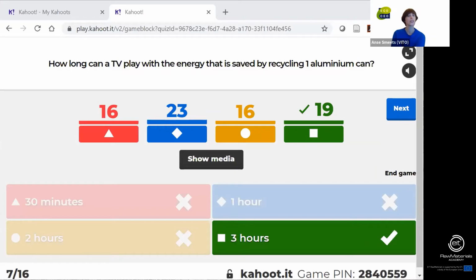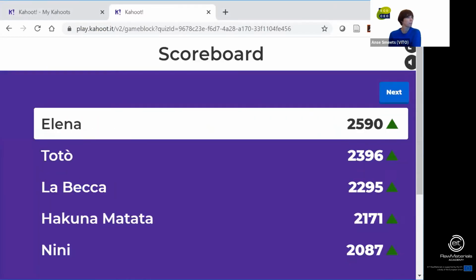Yeah, it's actually 3 hours, so that's pretty long. By recycling 1 kilogram of aluminium, you actually save 14 kilowatt hours of energy. And you can also say that aluminium is among the materials that are the easiest to recycle. So let's see what that does to the scoreboard. A switch again. Now Elena is on top.